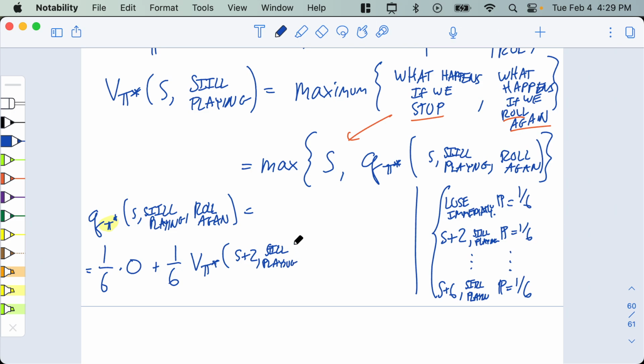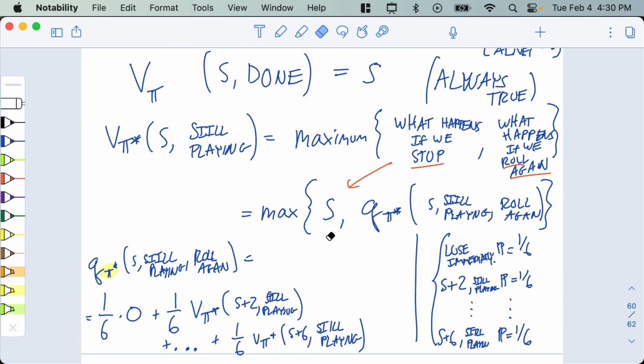And so by kind of saying, I'm just following the policy pi star, now I have the notation to say, look, I don't know what it is, but it is, whatever it is, v pi star of s+2. And similarly, plus dot dot dot, all the way up to v pi star of s+6, comma, still playing. Okay, and that lets us figure this thing out.